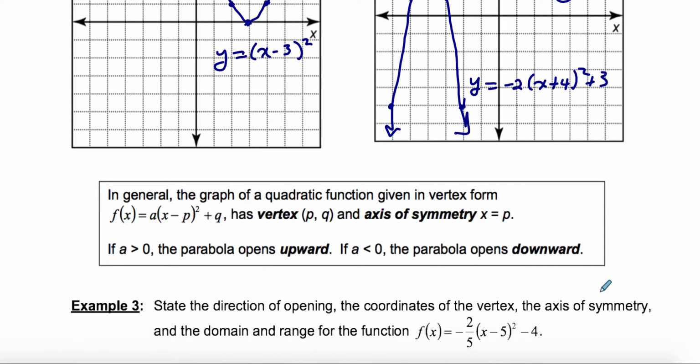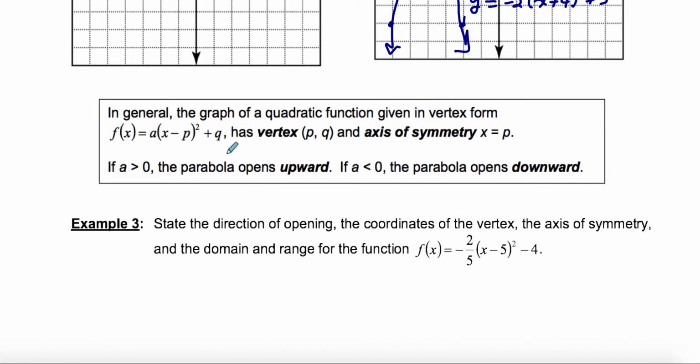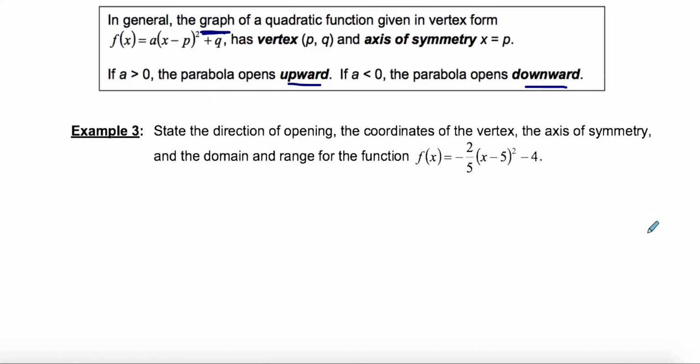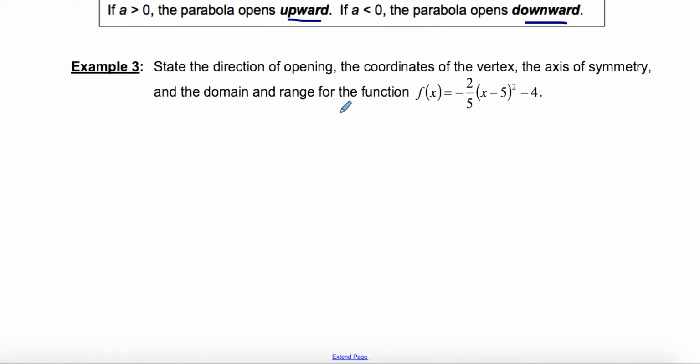So in general, the graph of a quadratic function is given in vertex form. This is the most helpful form for us because vertex form helps us see exactly how to graph it. So the graph, if we want a graph, vertex form is excellent for that. If a is greater than 0, the parabola opens up. If a is less than 0, the parabola opens down. So this next one: state the direction of opening, the coordinates of the vertex, the axis of symmetry, and the domain and range of this function. So maybe we don't even have to graph this.